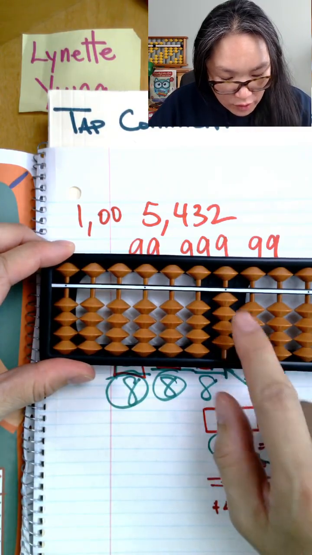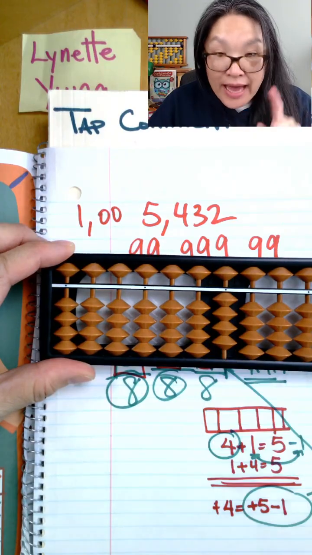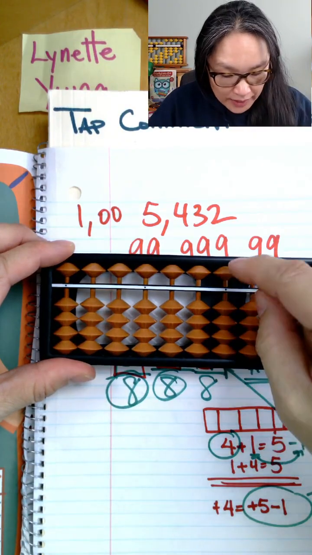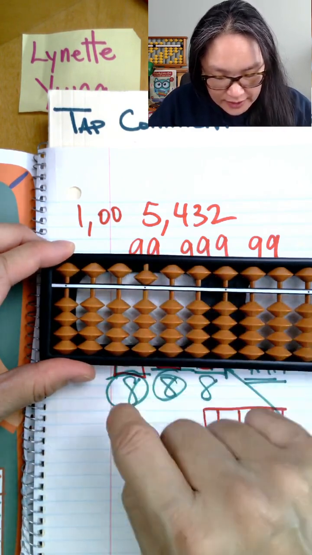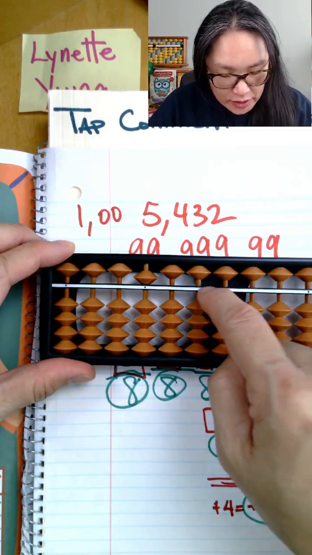As we have our 4, we don't have any more beads at the bottom. That is why we use the top bead. The top bead will always be 5 no matter what. So this is 5, this is 5, that's 5, and this is 5. Now how do I know? Because it's touching the horizontal bar.